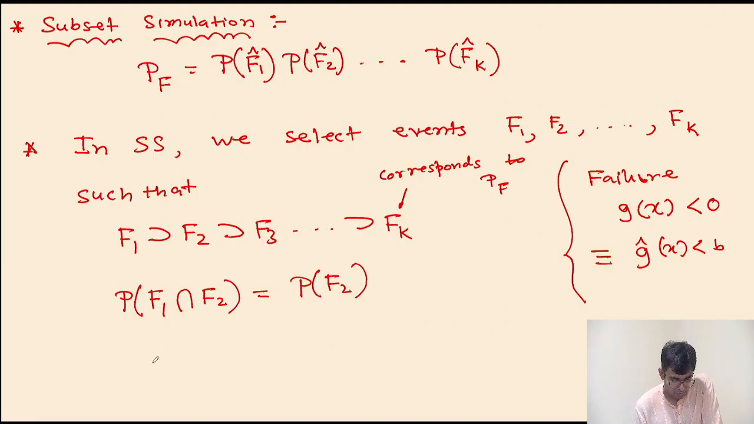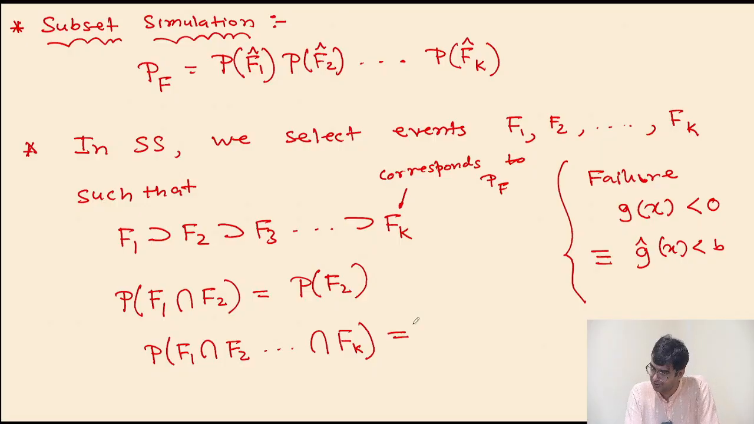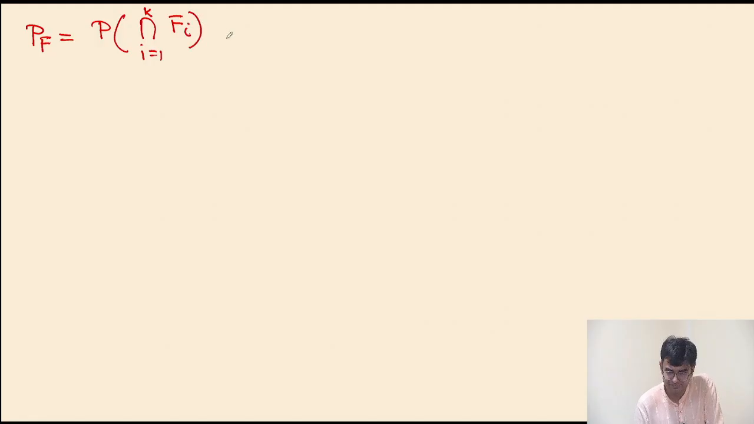Right? What is the probability of F1 intersection F2 intersection Fk? What will it be equal to? Pf, because it will be equal to the probability of Fk, which is equal to Pf. So this is equal to the probability of F. Is this not what I want to find out? This is exactly what I want to compute, right? So what will I do now? P of F is equal to the probability of the intersection, i equal to 1 to k, of Fi. I'm writing it mathematically. Correct?